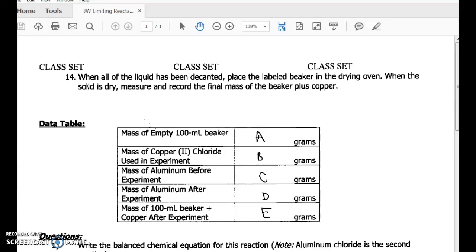Hi, this is Mrs. Westmoreland, and this video is to help you with some of the post-lab questions on the limiting reactant lab. So here you can see a data table where instead of numbers I've just put letters, so that you can get an idea of the setup of these calculations, but you'll have to use the numbers that you actually measured in the lab.